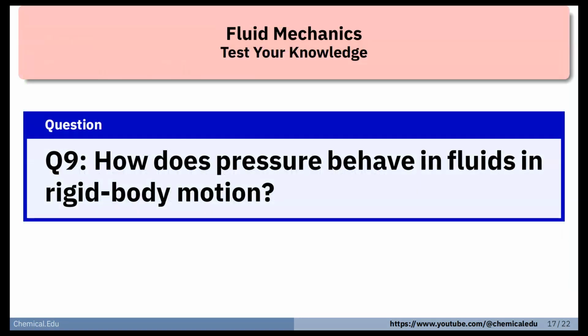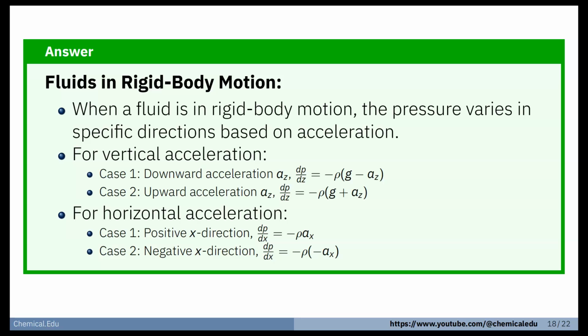Now how does pressure behave in fluids in rigid body motion? When a fluid is in rigid body motion, the pressure varies in specific directions based on acceleration. For vertical acceleration, case 1, downward acceleration az: dp by dz equals minus rho g minus az. Case 2, upward acceleration az: dp by dz equals minus rho g plus az. For horizontal acceleration, case 1, positive x direction: dp by dx equals minus rho ax, and case 2, negative x direction: dp by dx equals minus rho minus ax.